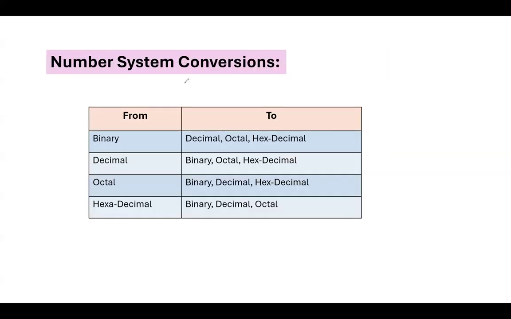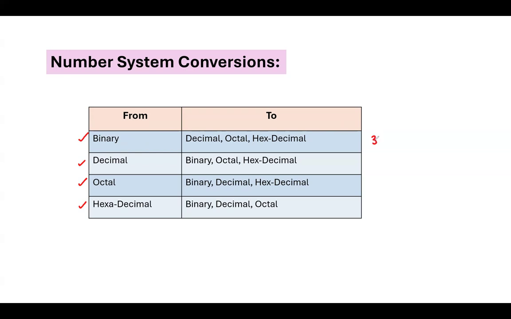Now we should discuss number system conversions. Basically there are four types of number systems. The first one binary, second one decimal, third one octal, fourth one hexadecimal. We can convert one kind of number system into another type of number system. We can convert the binary numbers into decimal, octal and hexadecimal.